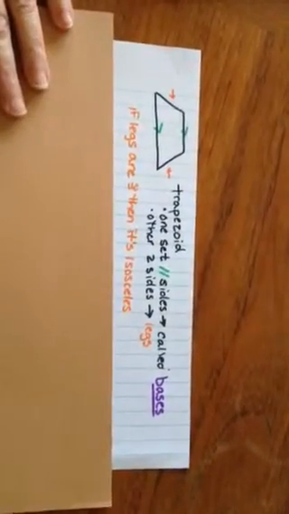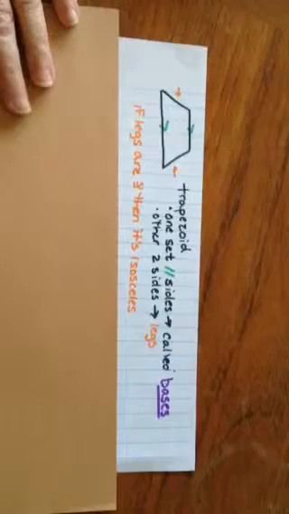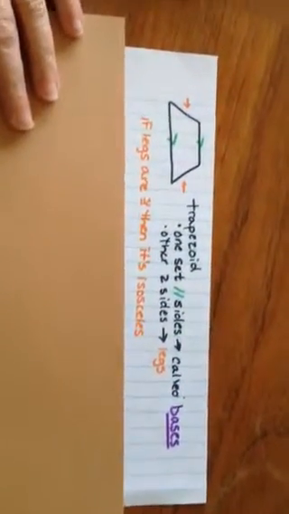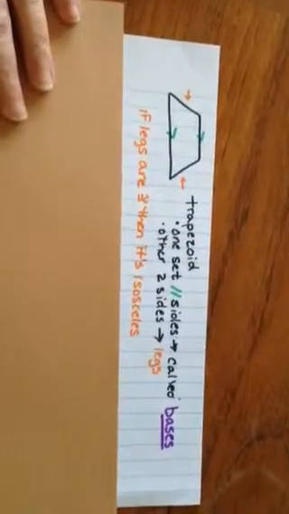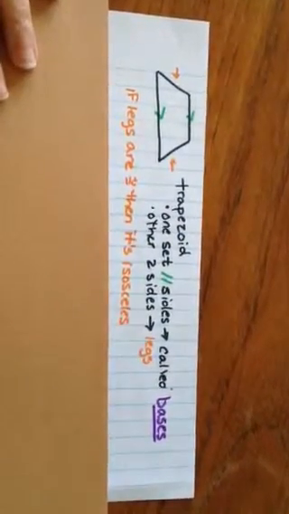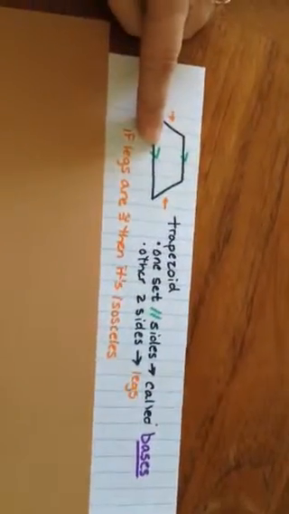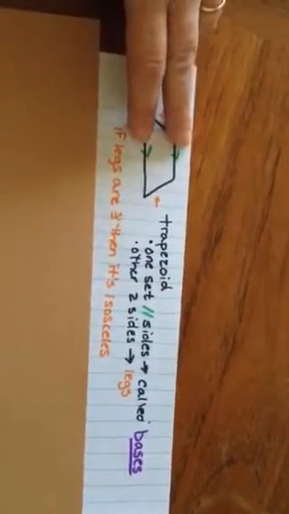All right, so the next quadrilateral we're going to talk about is a trapezoid, and a trapezoid is not a parallelogram because both sets of opposite sides are not parallel. In a trapezoid, only one set of opposite sides has to be parallel, and these sides are called the bases.